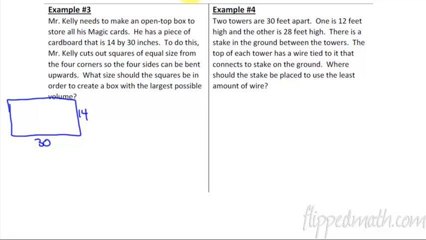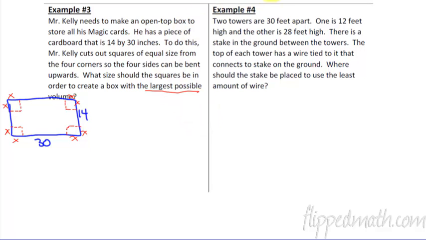What we're trying to do is cut out some squares. So I'm going to cut out some squares here and here. That's not really a square, but you get the idea, close enough. These squares are supposed to be equal, four corners, equal size. I don't know how big they are, so I'm going to call this a distance of x. Same here, this is x, and so forth. So every little one is an x by x square from each corner that we're going to pull out. What size should the squares be in order to create a box with the largest volume?